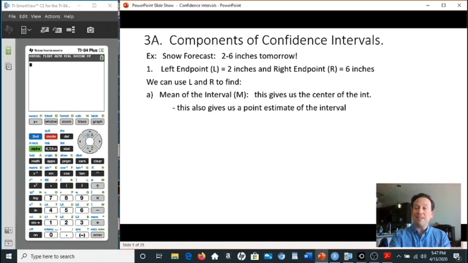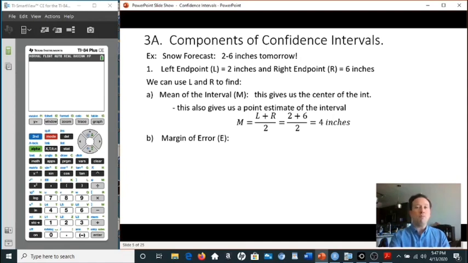Now, the interval has a center. We're going to call that the mean of the interval, M for now. So that's going to give us the center of the interval, and that center is going to be our point estimate. Also think about the center: wherever your center is, it's also going to be equidistant to the left and right side of your interval, right? Just because you're finding the center, then you have the left and the right, which are equidistant to that center. So how do you find the center of two numbers? Just take their average. So you take the average of 2 and 6 inches. So 4 inches would be the center of that interval.